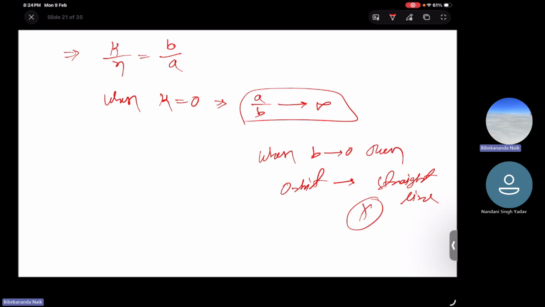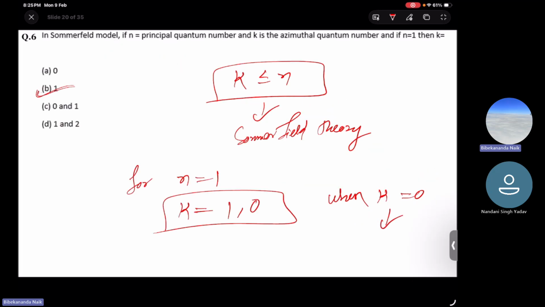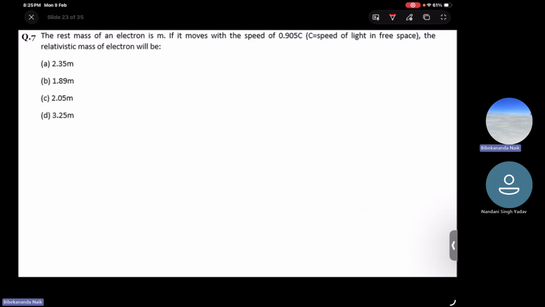So due to that, the value of k will not be 0, it will be only 1, because when k equals 0, the orbit will be a straight line, and that straight line will pass through the nucleus, because according to Sommerfeld's theory, the electron is revolving in an elliptical orbit with the nucleus present at one of the focus points. So when the orbit becomes a straight line, it will pass through the nucleus. So according to Sommerfeld's validation, k equal to 0 is not possible. So the correct option is option B, that is 1 only. Then we move to the next question.